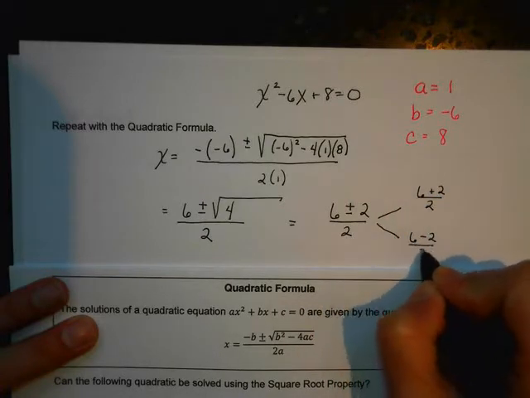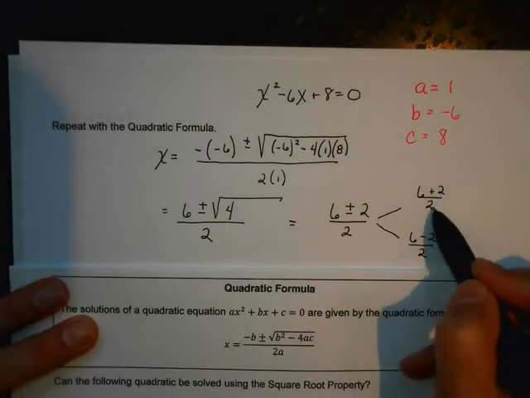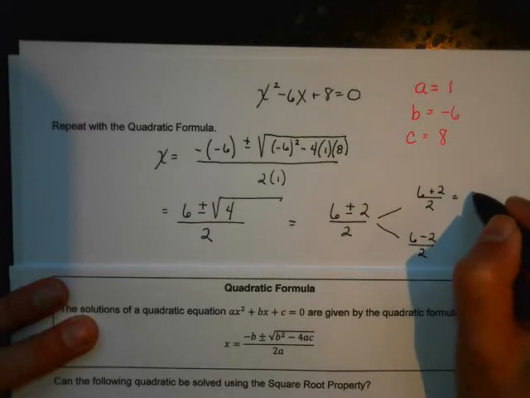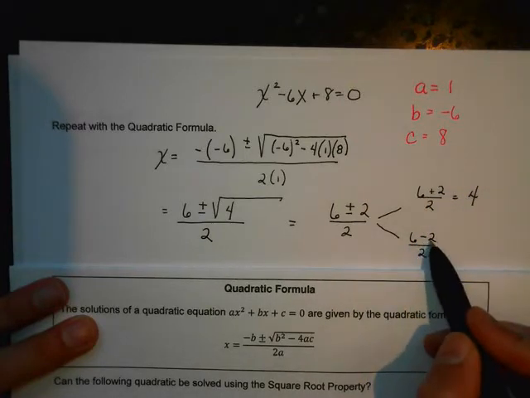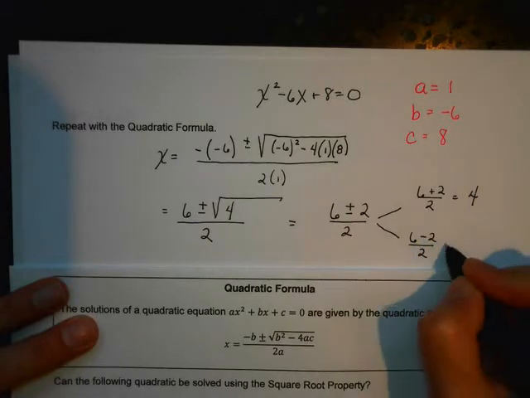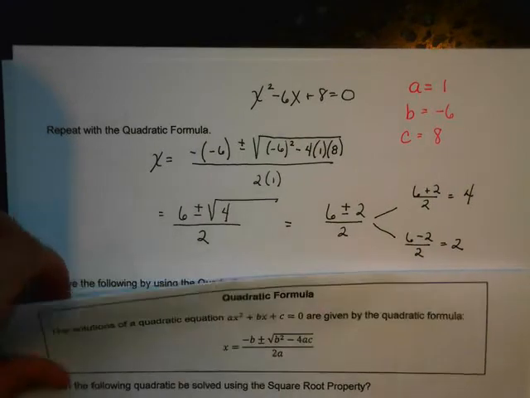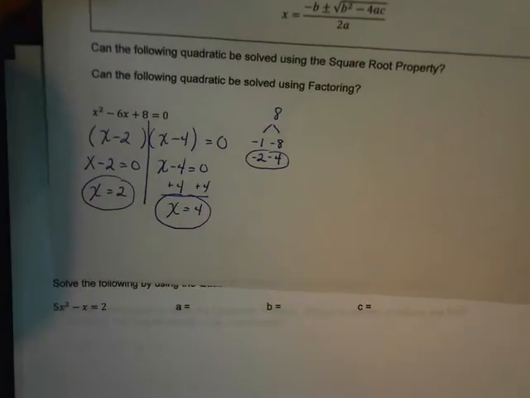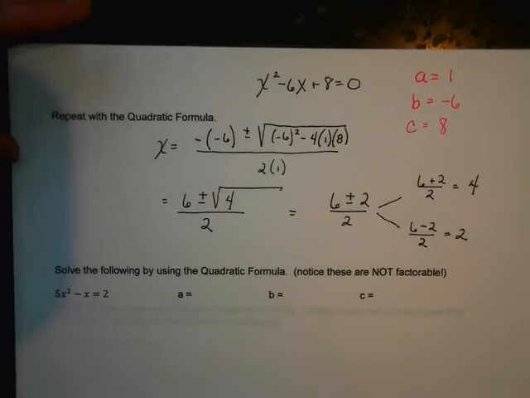So 6 plus 2 is 8. 8 divided by 2 is 4. 6 minus 2 is 4. 4 divided by 2 is 2. So there are our two answers, and that's what we got before. 2 and 4. Okay? So all we're going to do is practice using the quadratic formula, and then we're going to look at some wordy type problems that will be on the test and on the final.